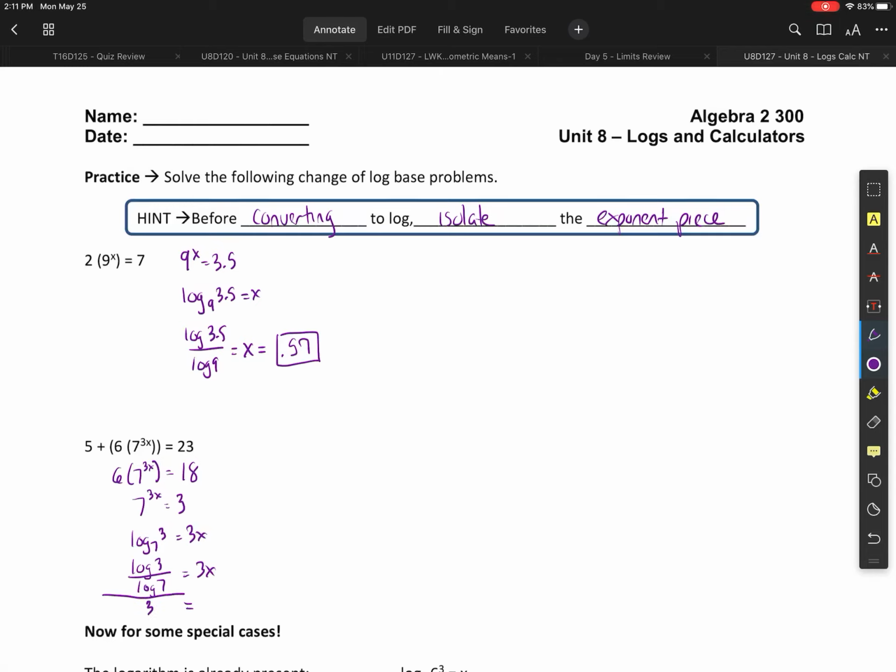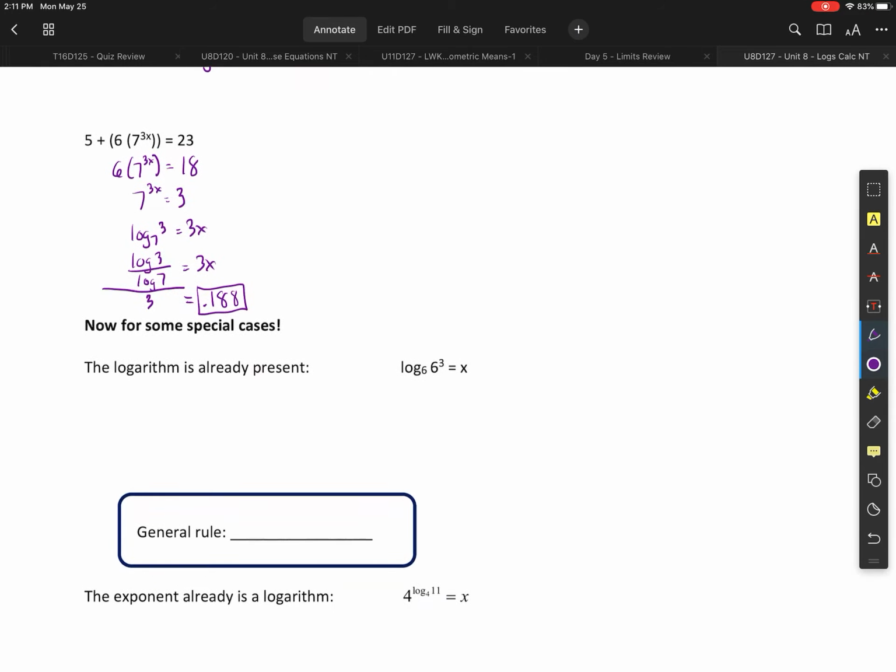What does this actually equal? Log 3 divided by log 7, then divided by 3. 0.188 is our final answer. Plug in, check. I'm going to say that every single problem. Plug in, check. Making sure we got it.